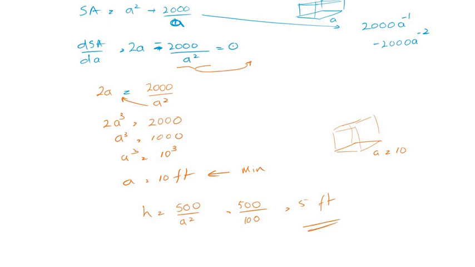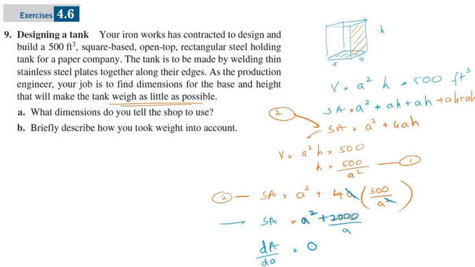Okay, so that's the answer to this question. When A is equal to 10 and H is equal to 5, you can make a box that will weigh the least, but can still hold a volume of 500 cubic feet.